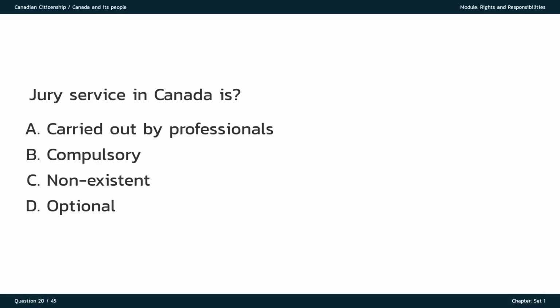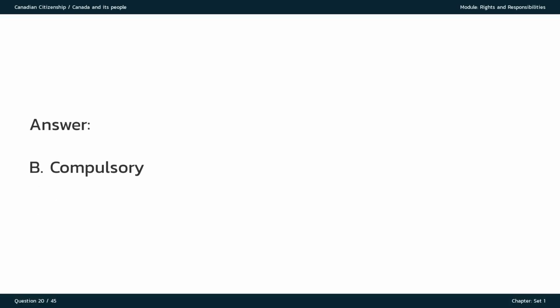Jury service in Canada is A. Carried out by professionals. B. Compulsory. C. Non-existent. D. Optional. The answer is B. Compulsory.